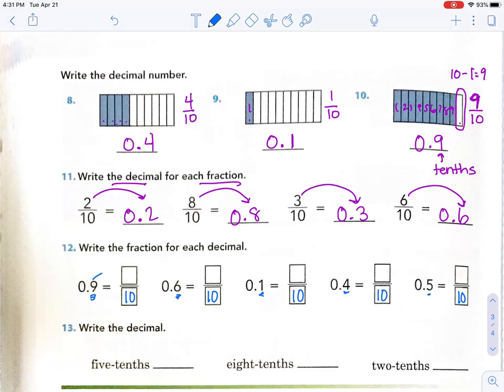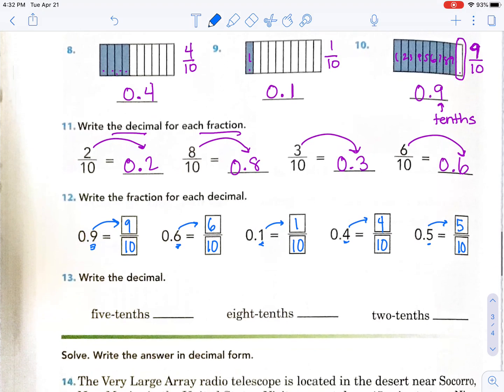And what number out of 10 is that? How many tenths are there? That's 9 tenths. So guess what? 9 tenths. 6 tenths. 1 tenth. 4 tenths. And last but not least, say it out loud. I want your mom or dad to hear you. 5 tenths. Do you see it? This should be feeling pretty good.